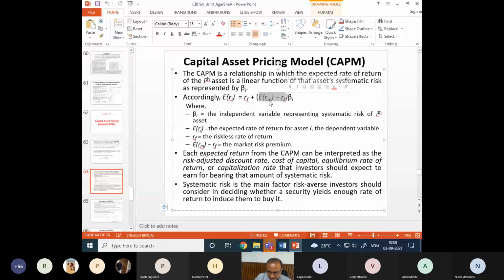How much the market provides you a return greater than the risk-free return is multiplied by the beta of the particular security and added to RF. So it gives you the expected value of your return on security I. That's why this quantity ERM minus RF is called the market risk premium. And if you find ERI minus RF, that will be the security risk premium, right? How much return greater than RF you are getting for a particular risky security.